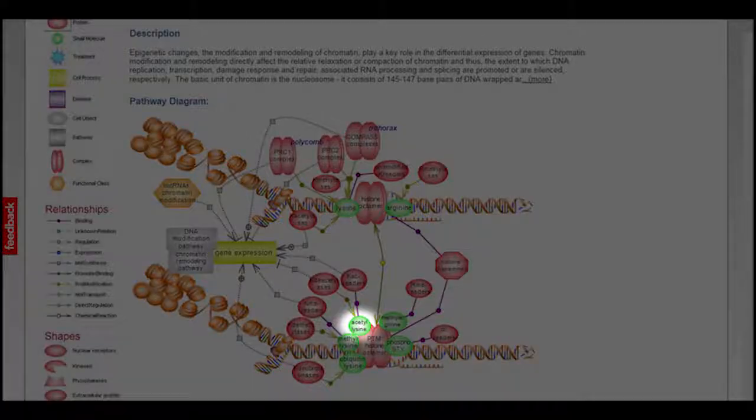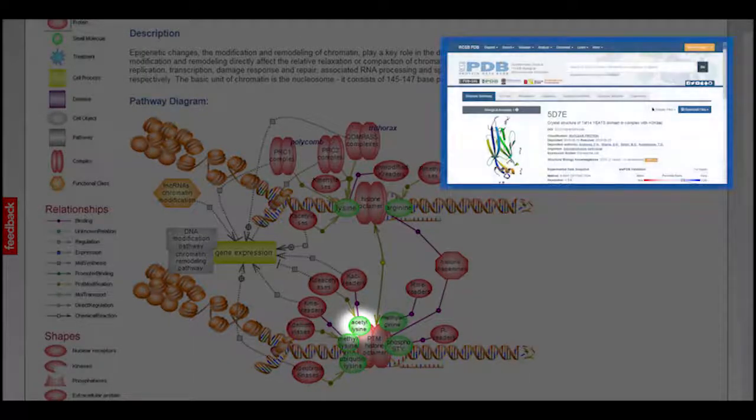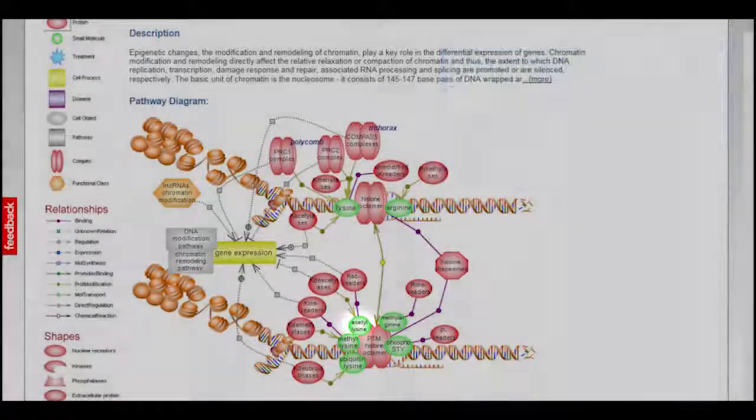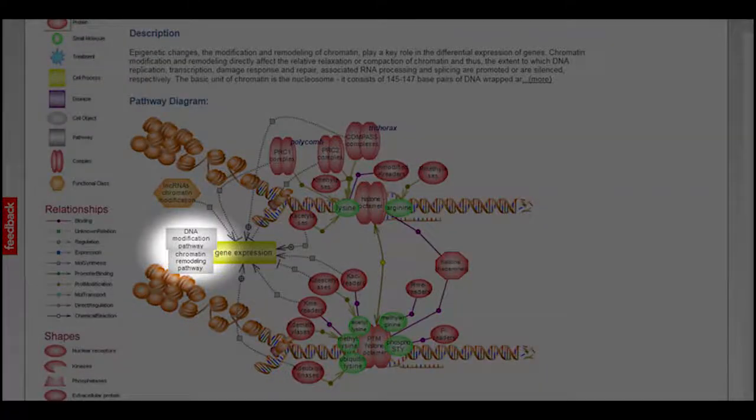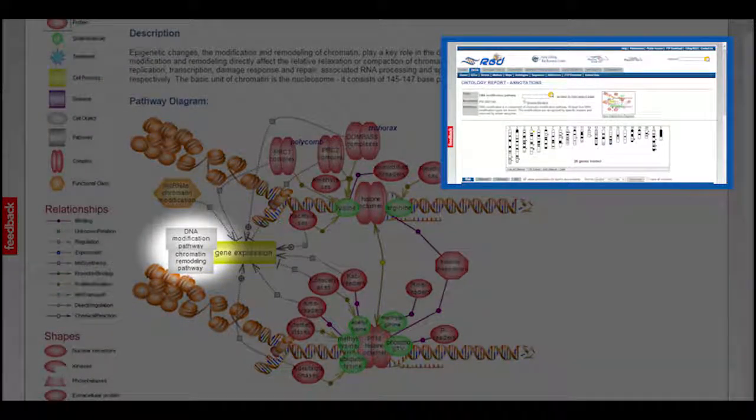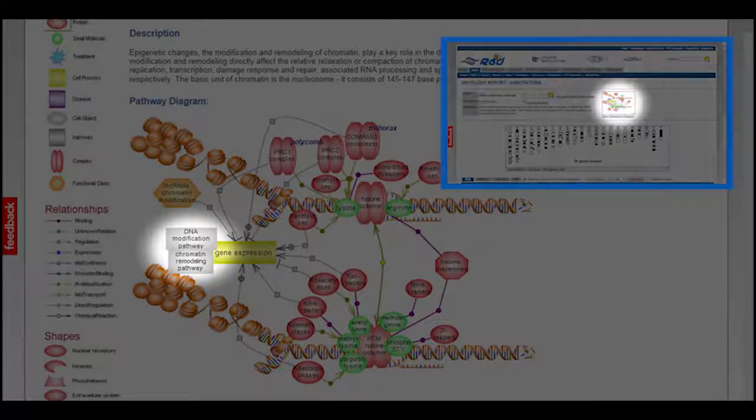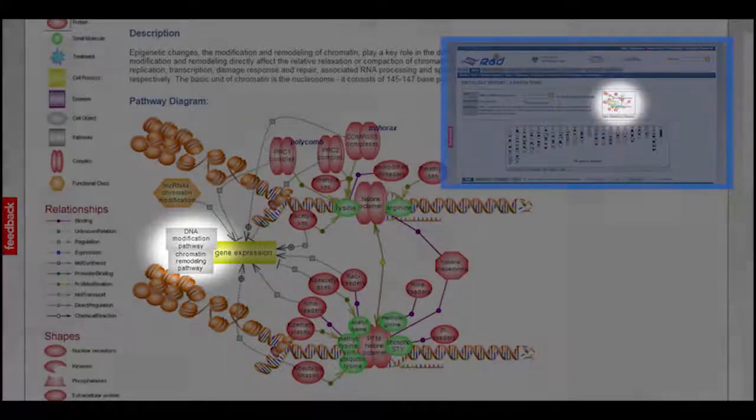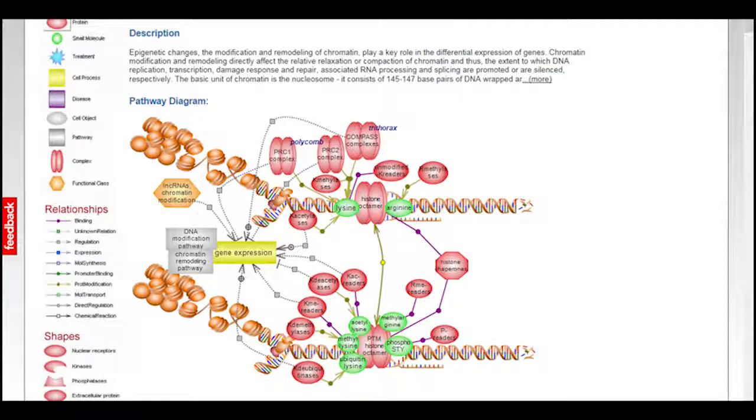For these, the small molecule icon representing the altered moiety links to the corresponding Protein Data Bank, or PDB, entry for the structure. Related pathway icons link to the Ontology Report page for that pathway. If the related pathway has a diagram, this is accessible from the Ontology Report page. If you click on any of the links in the diagram, you can use your browser's back button to return to the diagram.